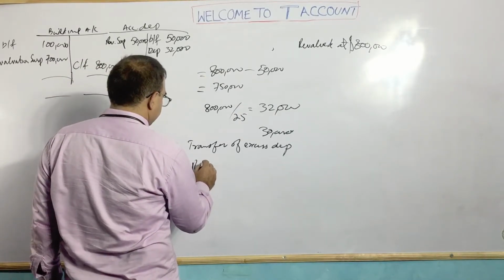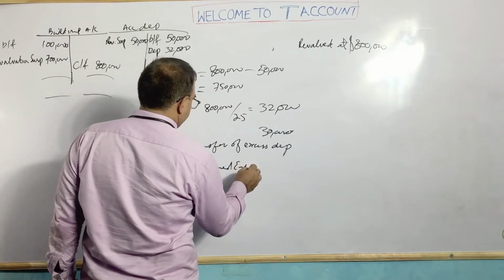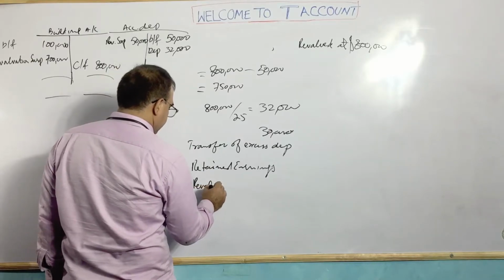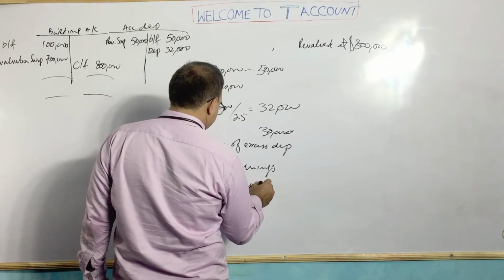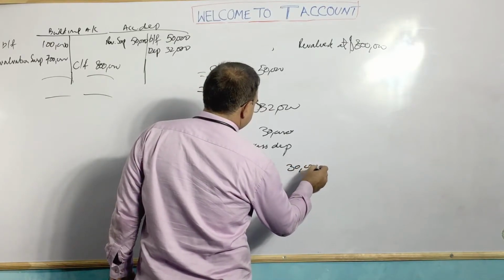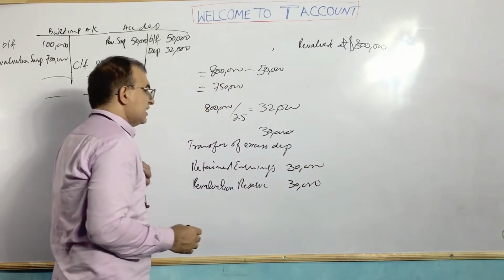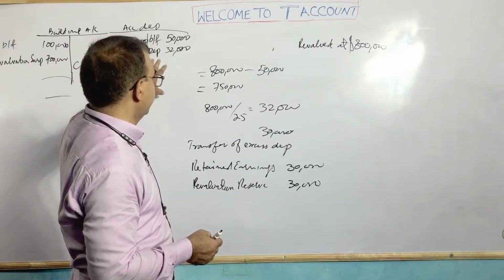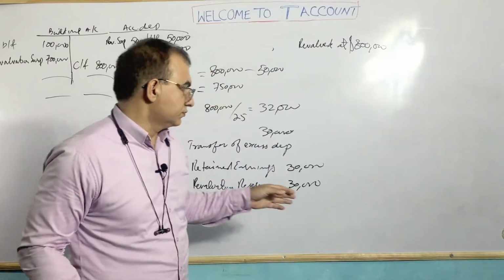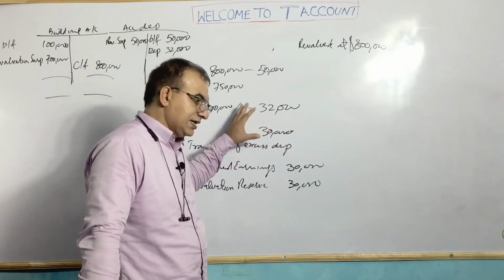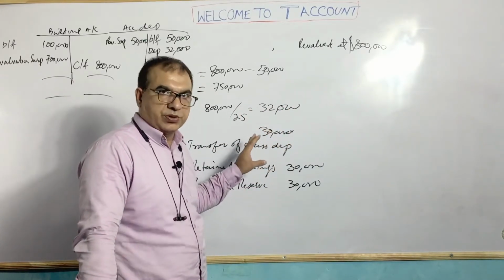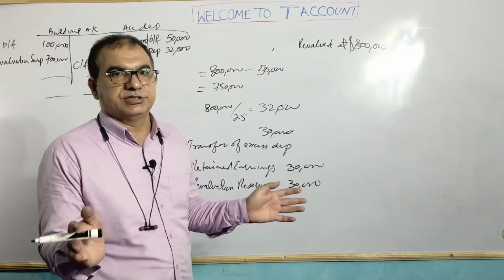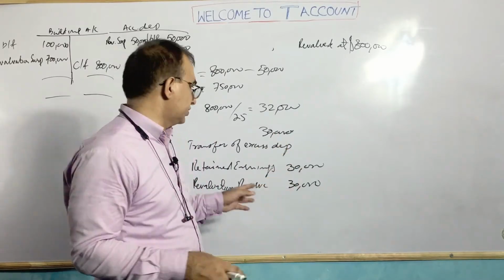That entry is passed like this. Retained earnings to revaluation surplus, revaluation reserve actually, $30,000. Why is this entry being passed? Actually, by depreciating this asset, consuming this asset for 32,000, this 30,000 has been realized out of that gain you booked in reserves, because you have already utilized that cost. Okay, so an estimate of that realized gain is being transferred from revaluation reserve to retained earnings.